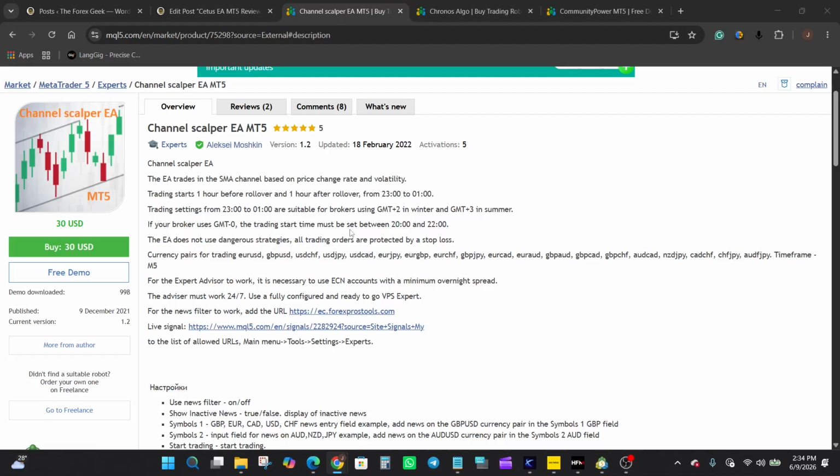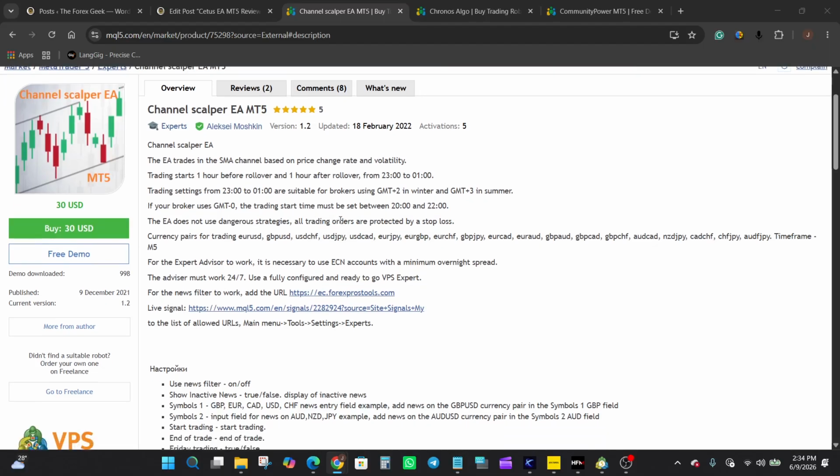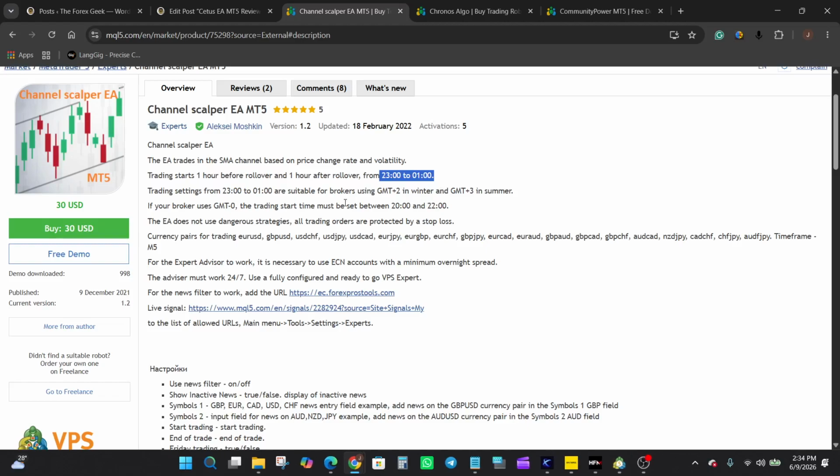Okay, now looking deeper into how it operates, one key thing I notice is the trading window restriction. It specifically trades around rollover time, starting 1 hour before and 1 hour after rollover, between 23 o'clock and 1 o'clock. There are also notes about broker time alignment, especially depending on GMT offset, which means timing configuration is an important part of using this EA correctly.